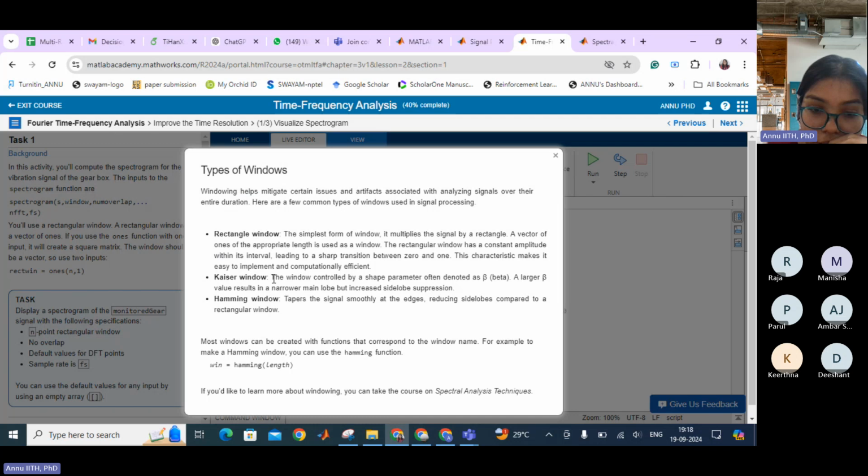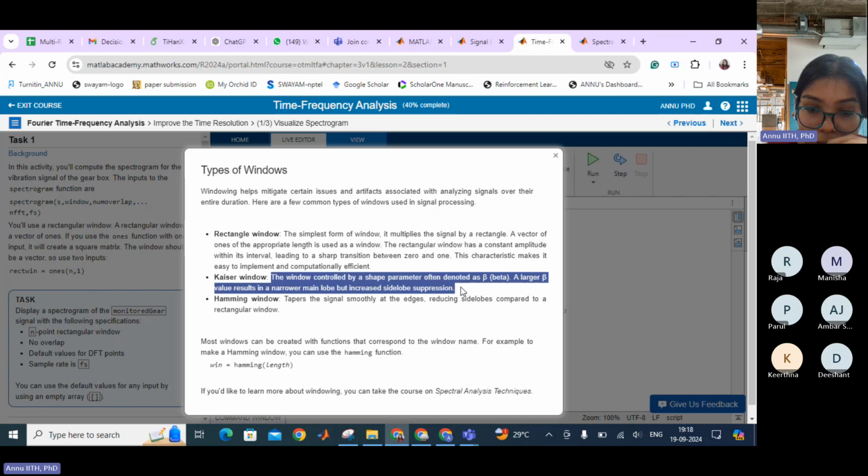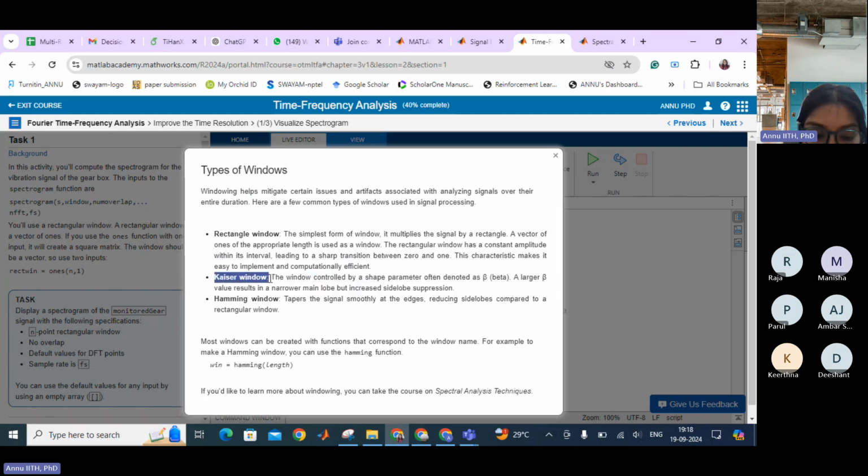The Kaiser window is a window controlled by the shape parameter denoted as beta, where a larger beta value results in a narrower main lobe but increased side lobe suppression. We can see this Kaiser window in practice.